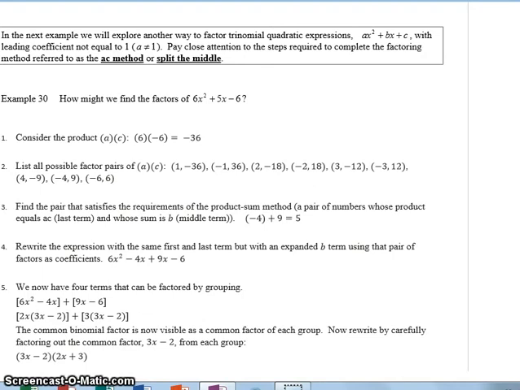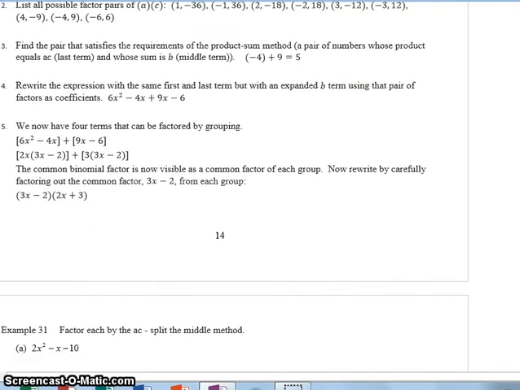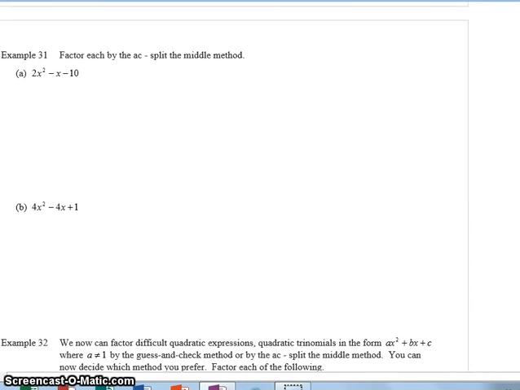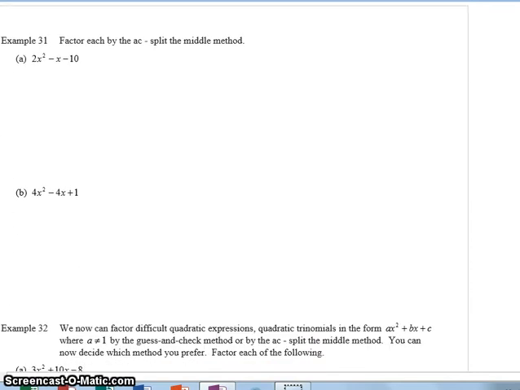So continuing on here with this example 30, this basically walks you through the AC method step by step. I'm not going to walk through these steps because I'm going to actually do a couple of the next ones with you. So if you look at example 31, it says factor each by the AC method, split the middle. Okay, so ready?